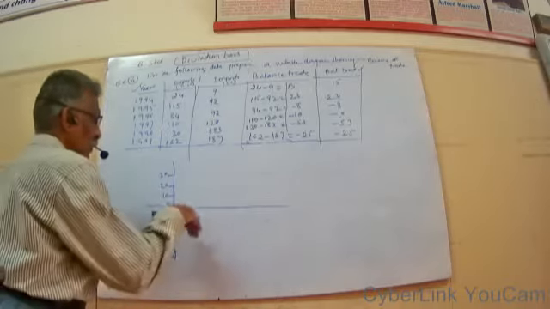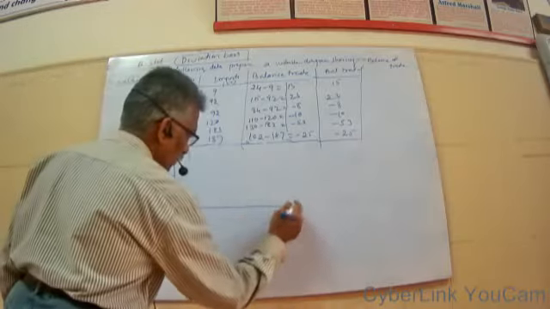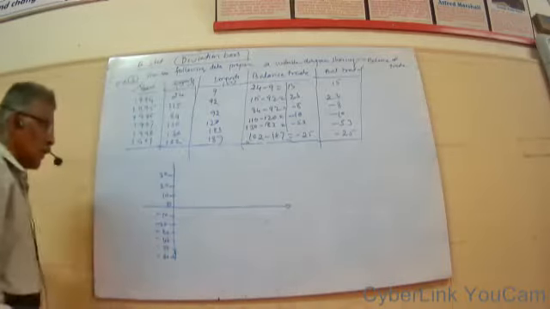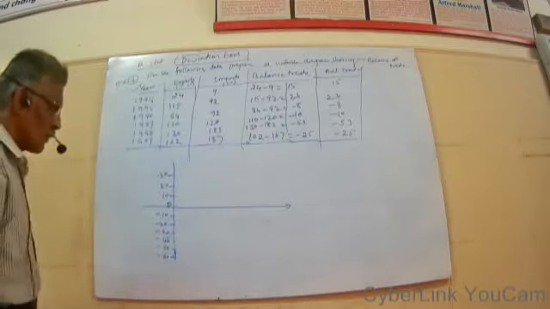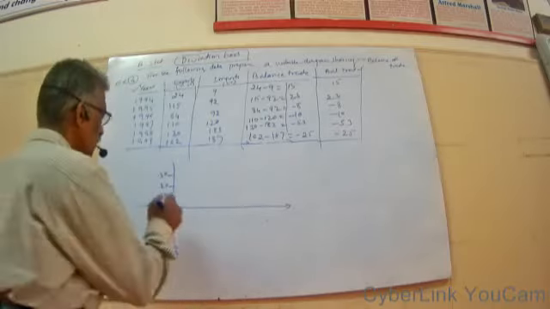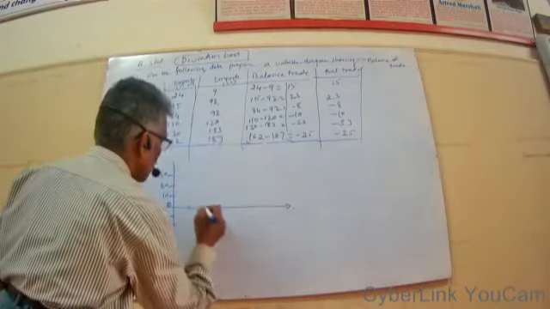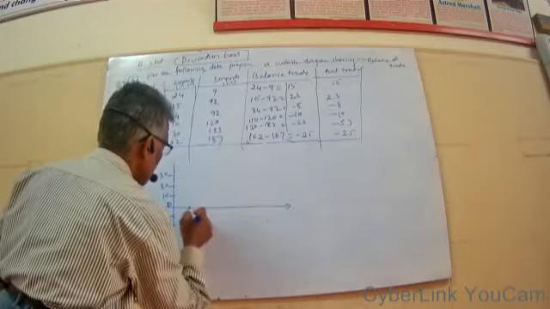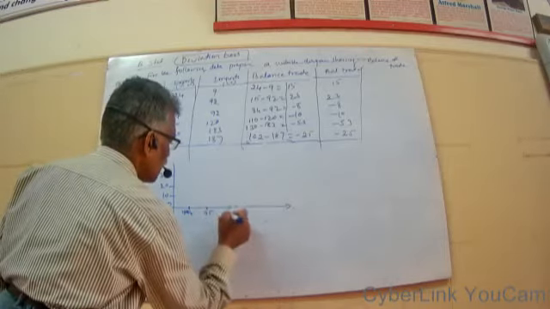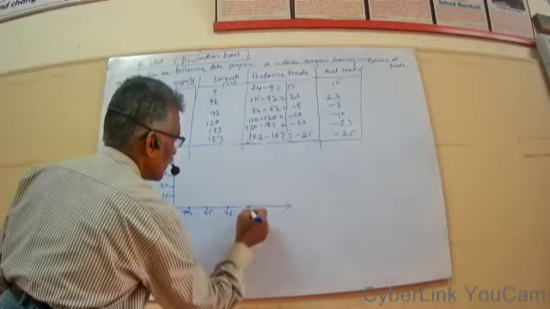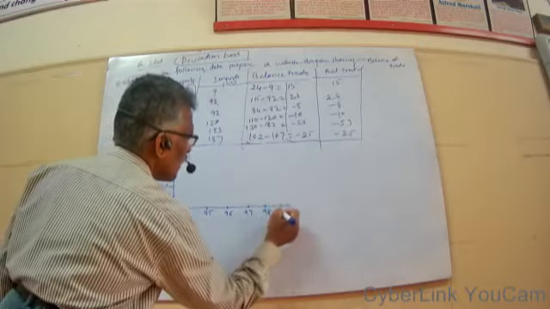Now the positive values will be taken above this baseline. The x-axis is called the baseline. 0 is here, with the increasing values and decreasing values. Now here you have to take the years 94, 95, 96, 97, 98, and 99.